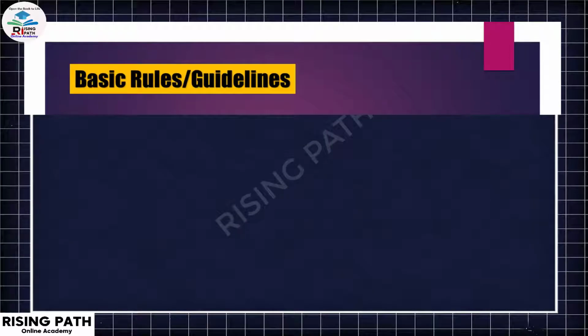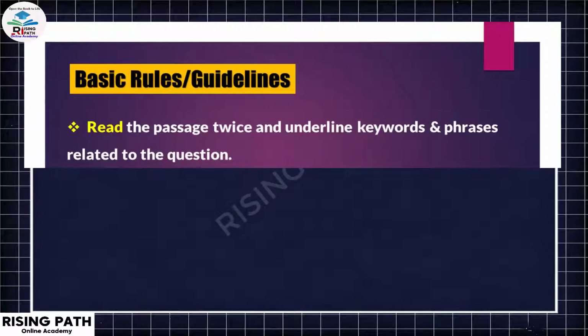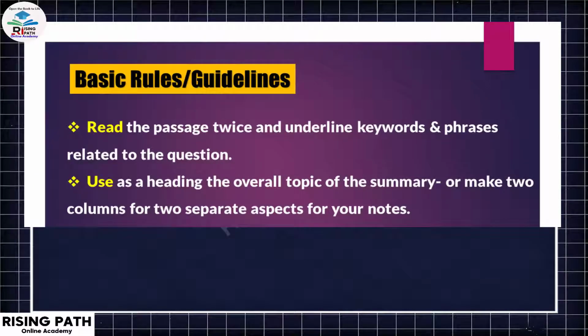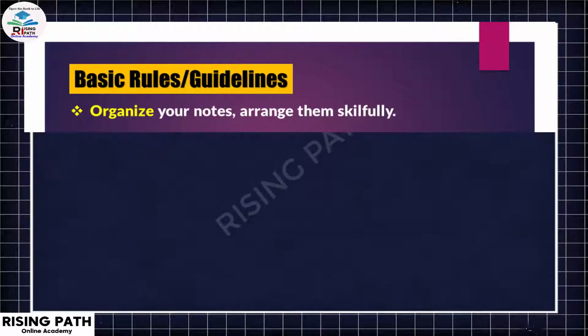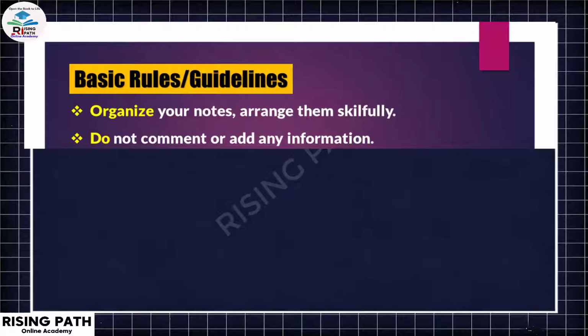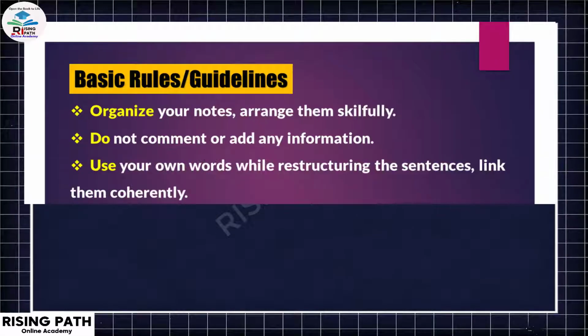Basic rules or guidelines. Number 1, read the passage twice and underline key words and phrases related to the question. Then use as a heading the overall topic of the summary, or make 2 columns for 2 separate aspects for your notes. Then watch out for unnecessary descriptions and figurative language. Omit them while selecting your points. Organize your notes, arrange them skillfully. Do not comment or add any information. Use your own words while restructuring the sentences.